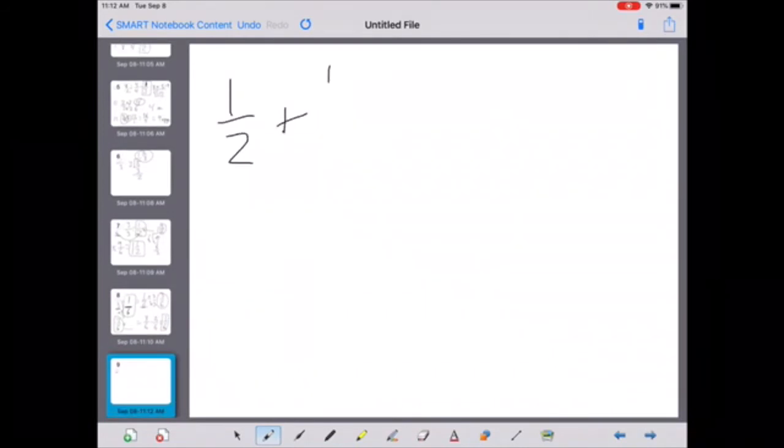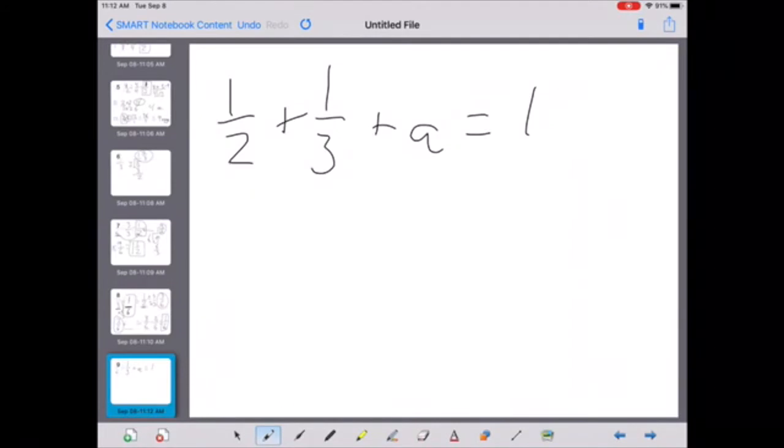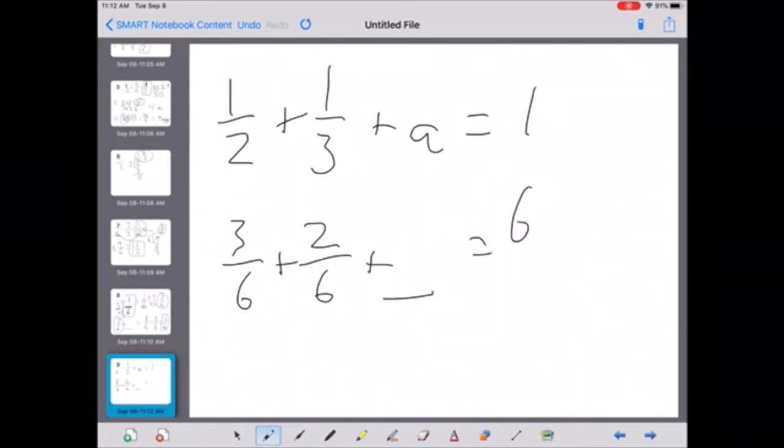Number 17 says this: 1/2 plus 1/3 plus I don't know, that's the letter A, equals 1. Okay, that's going to build on what we did with number 16. Remember, we switched those to 6. We said 1/2 was 3/6. We said 1/3 was 2/6. We're going to add to that an I don't know, which is the letter A, and that equals a whole, which equals 6/6. That's what your helpful hint in your yellow folder says.